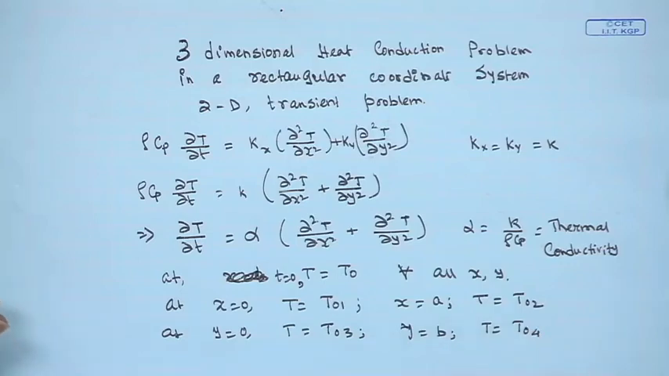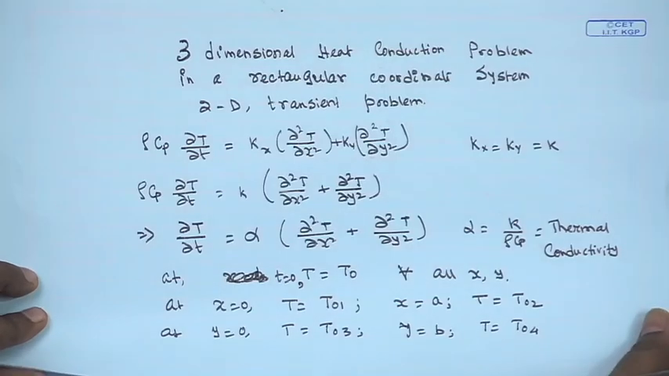So, let us have a general problem with all boundaries maintained at different temperatures, located at x equal to 0 and x equal to a, y equal to 0 and y equal to b. All 4 boundaries we are maintaining at 4 different temperatures, which is a special form of the Dirichlet boundary conditions. And at time t equal to 0, we had some initial temperature. Now we will be looking into the solution of this particular problem.